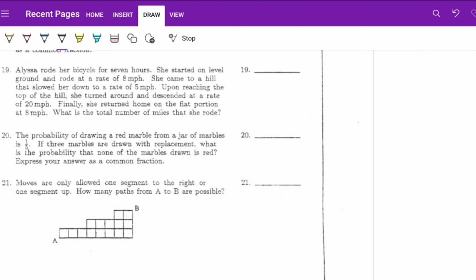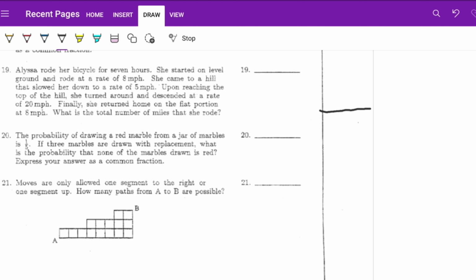The next problem is, Alyssa rode her bicycle for 7 hours. She started on level ground and rode at a rate of 8 miles per hour. She came to a hill that slowed her down to a rate of 5 miles per hour. Upon reaching the top of the hill, she turned around and descended at a rate of 20 miles per hour. Finally, she returned home on the flat portion at 8 miles per hour. What is the total number of miles that she rode?